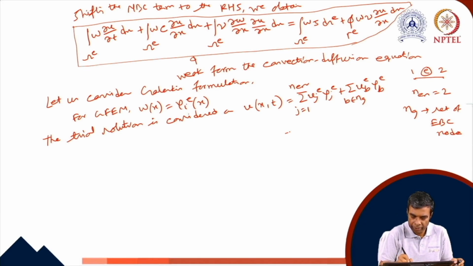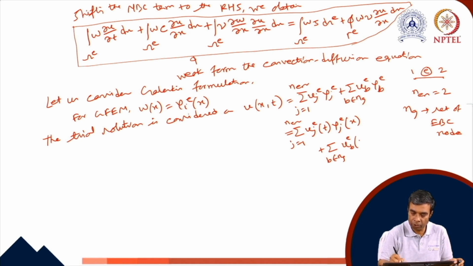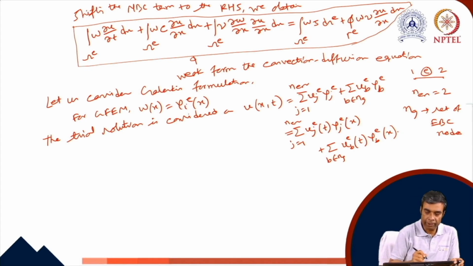So this we can rearrange as summation over j equals 1 to nen, u_j only a function of time, psi_j only a function of space, plus summation b belongs to eta_g, u_b. This also we can take only as a function of time or constant, and here psi_b only a function of space. So then we can substitute this Galerkin formulation's weight function and trial solution.